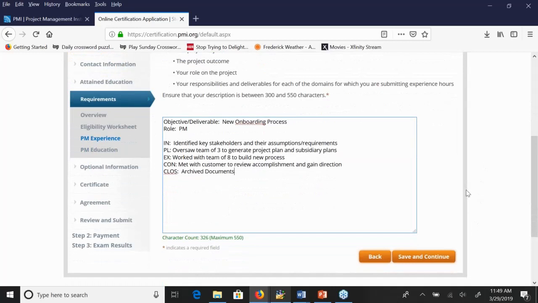And note down here at the bottom, you have to do this between 300 and 550 characters. A lot of people look at the character limitation as being horrible. It's not. I got it all done for this one particular project here with 326 characters. Done. Yeehaw. So this one kicked it.